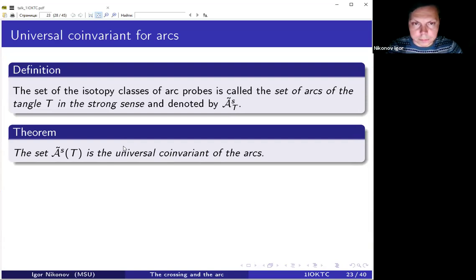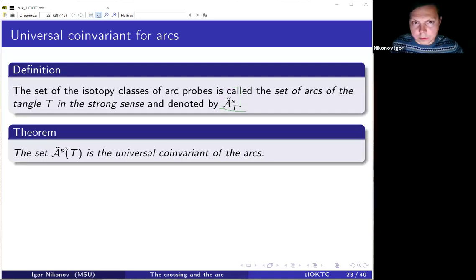Let us consider a tangle and all isotopy classes of arc probes of this tangle. Then we have some set, and this set is the universal coinvariant of arcs. So any coinvariant label defined up to isomorphism comes from this set, the set of isotopy classes of arc probes.